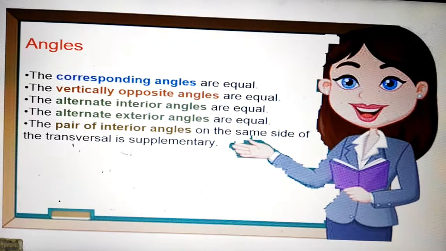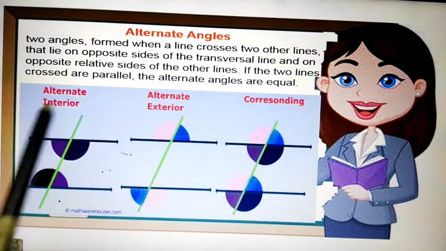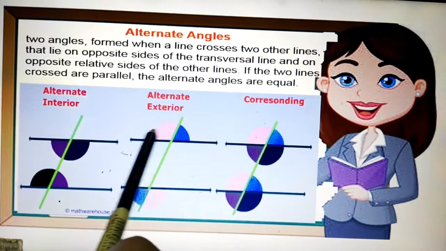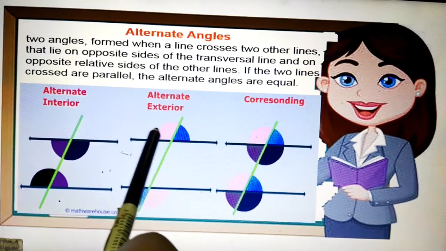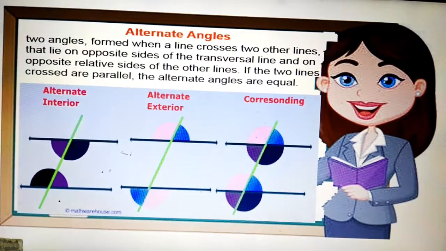Now the corresponding angles are equal, the vertically opposite angles are equal, the alternate interior angles are equal, the alternate exterior angles are equal. The pair of interior angles on the same side of the transversal is supplementary. What is this? Look again. What is supplementary? Here you can see this is a straight line and these two angles are making this straight line. So these two angles are supplementary angles that make 180 degrees.